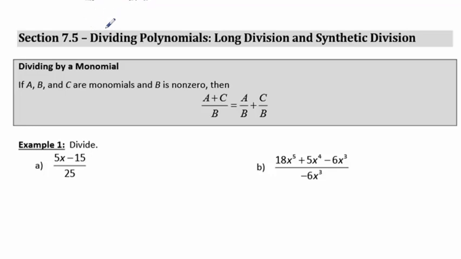Section 7.5 is on dividing polynomials. In the first part, we're going to be dividing by a monomial. So we're going to divide by a monomial, a single term in its denominator. You can do that by separating the numerator into separate fractions.